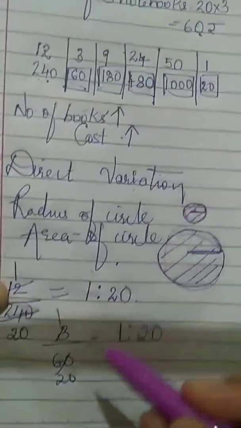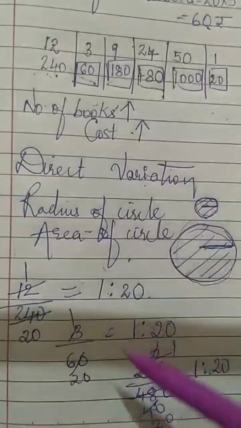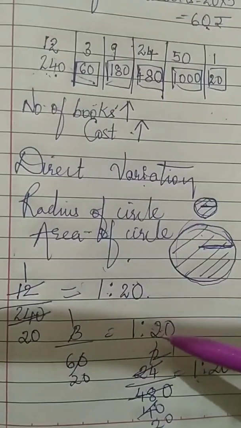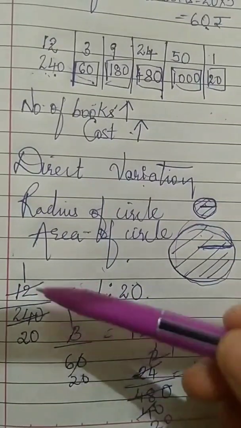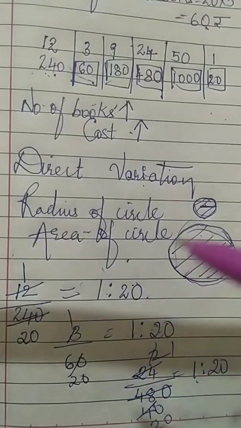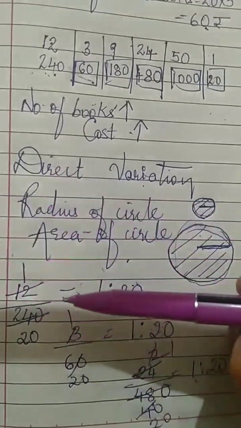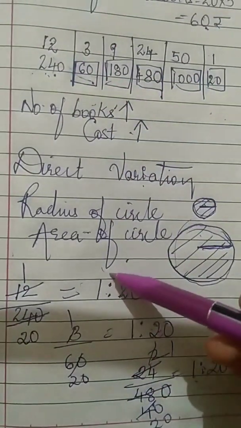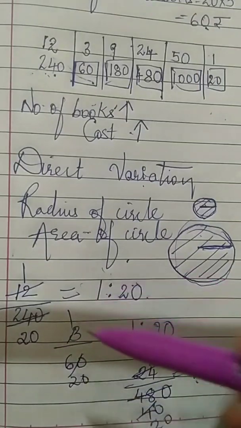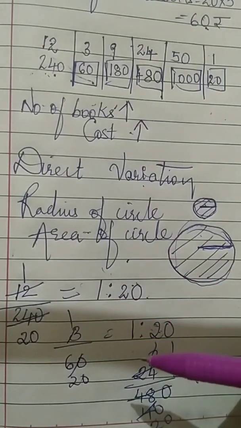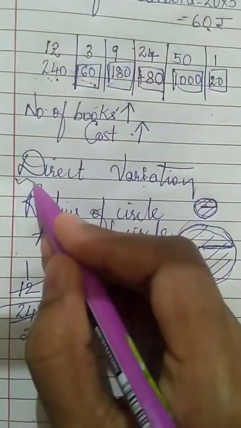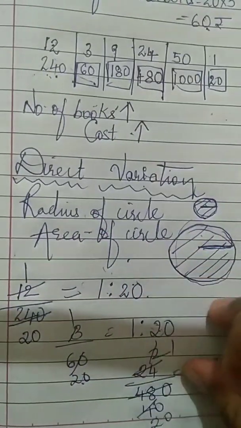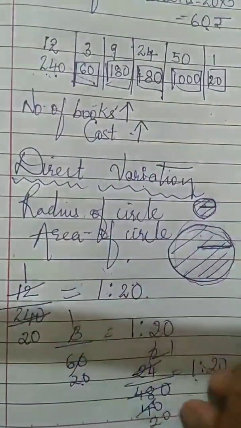Like that, any ratio you take. Let me take 24 and 480. If it is direct variation, you can see that the ratios are the same. 1:20, 1:20, 1:20. Ratios are the same. We call it in proportion. For direct variation, the ratio will be in proportion. If the ratios are the same, we call it ratios in proportion. Hope you understood. This is one thing about direct variation. For direct variation, one quantity upon the other quantity, the ratio will always be in proportion. The ratio will always be the same.